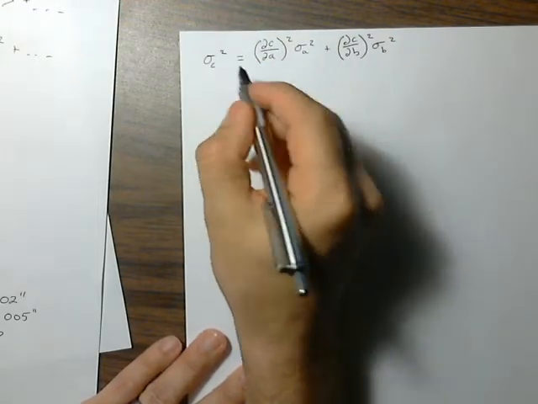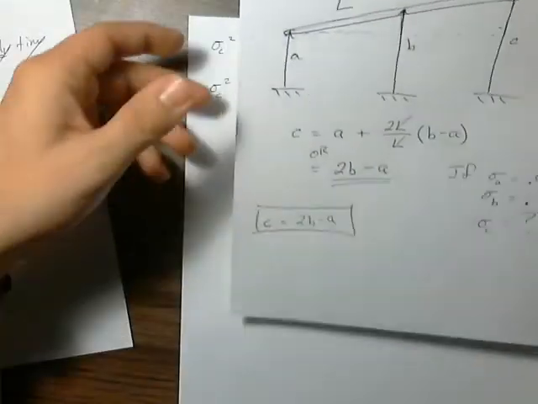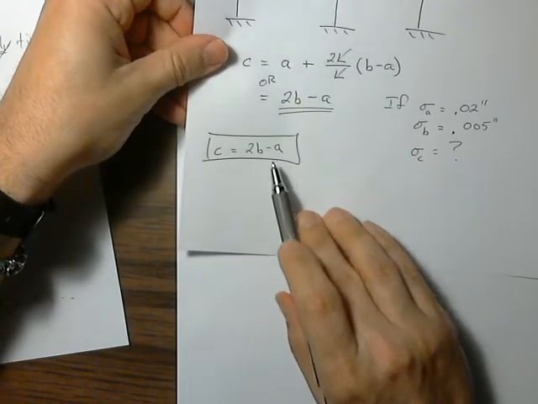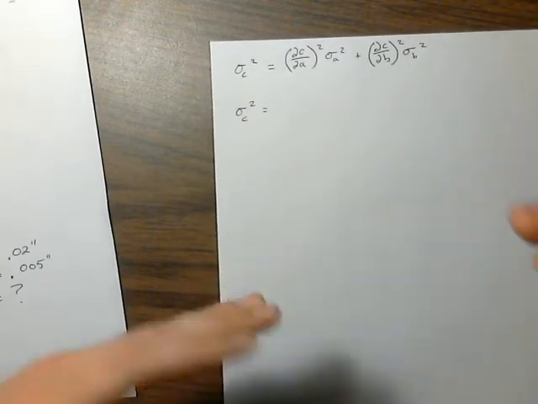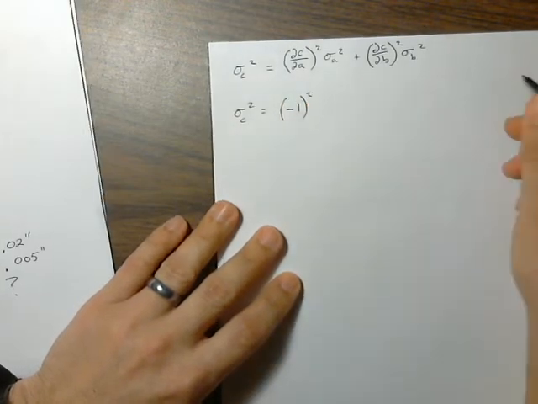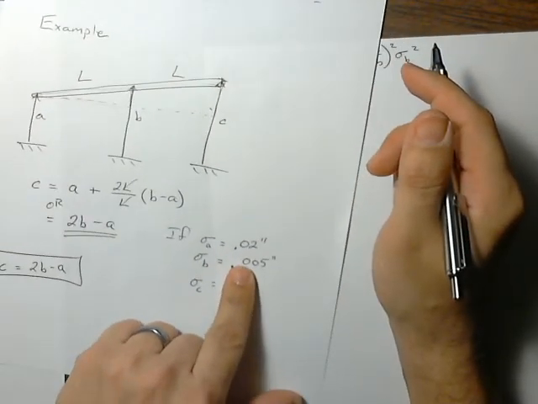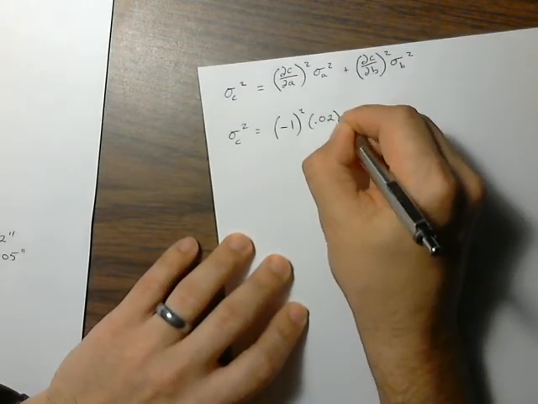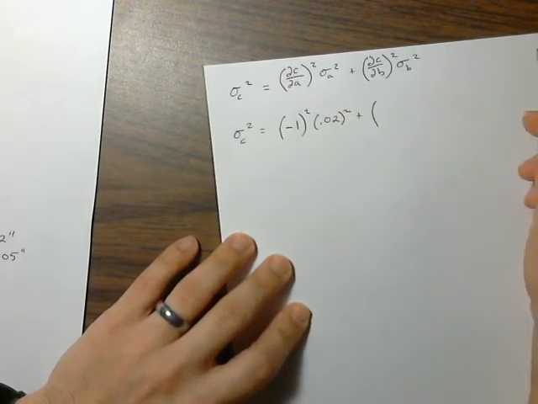Not so bad. So the variance of C is equal to, well, the partial derivative of C with respect to A is, if you shouted -1 at your computer, you are correct. If you didn't, then, well, why didn't you? You should definitely shout -1 at your computer. It's -1 squared times the variance of A. We said that the standard deviation of A was 20 thousandths of an inch. I'm going to be sloppy and leave my units off. And we're going to do the same thing for B.